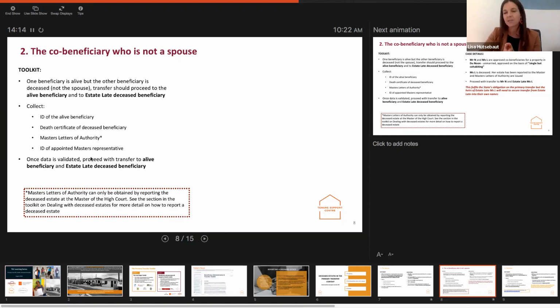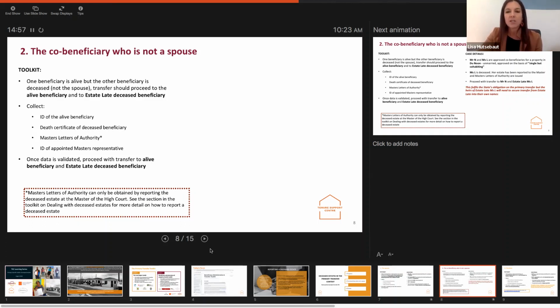estate. So in this scenario, differently to the one we've just discussed, the family would need to go and report the estate at the master's office. If you look at this little dotted box at the bottom, we've talked about the fact that there's a whole section in the toolkit on how you advise beneficiaries or families of beneficiaries to do that. Because in this particular process, you would need master's letters of authority. In order to transfer to an estate, you have to have somebody acting on behalf of the estate, and the only person entitled to do that is the person appointed in terms of the master's letters.